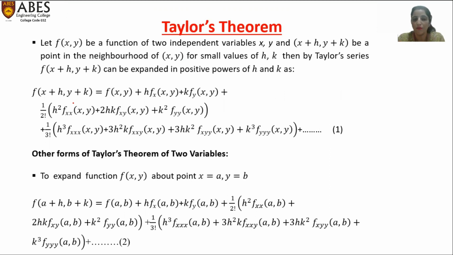There are some other forms of Taylor's theorem of two variables. To expand a function about a particular point x equal to a and y equal to b, in formula 1 we replace x by a and y by b, and we get formula number 2, which is another form of Taylor's theorem for the point (a, b).